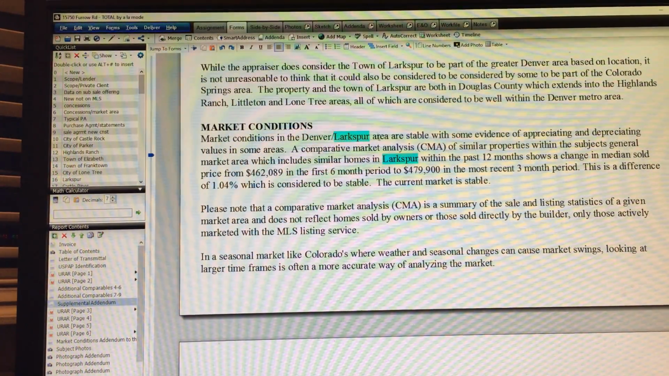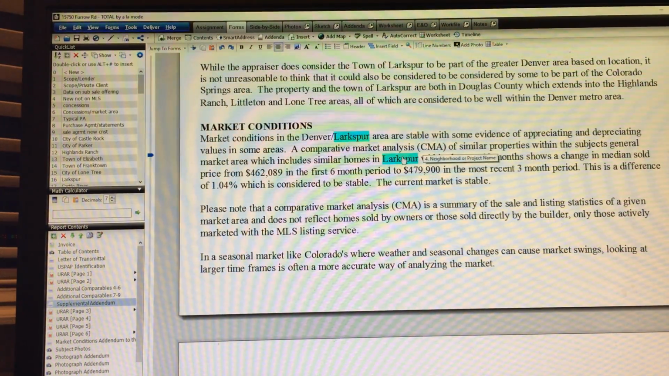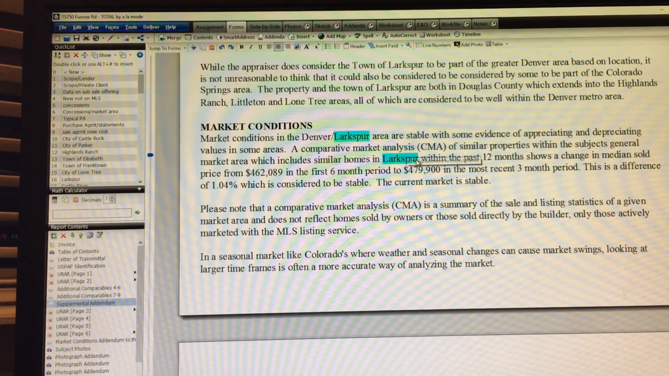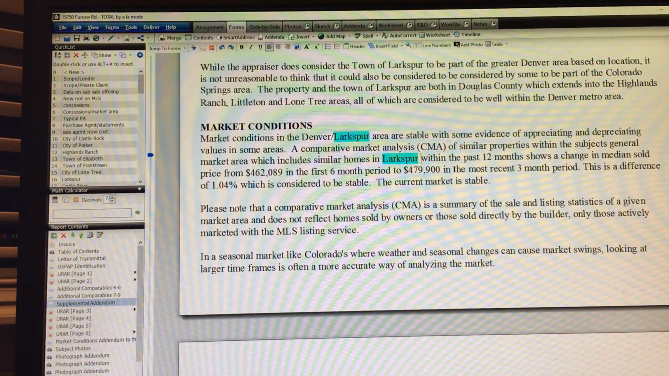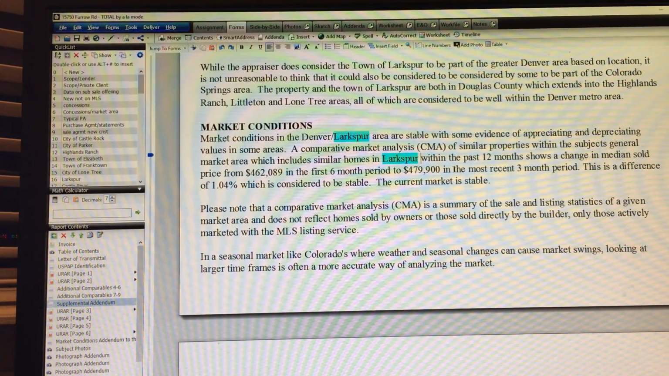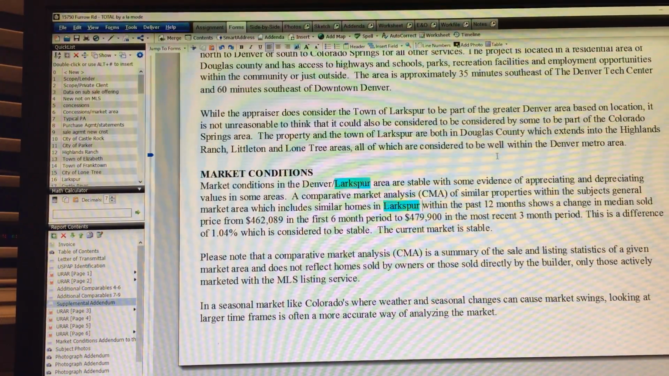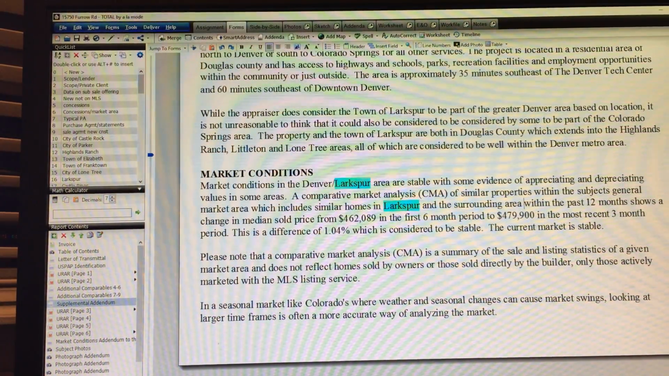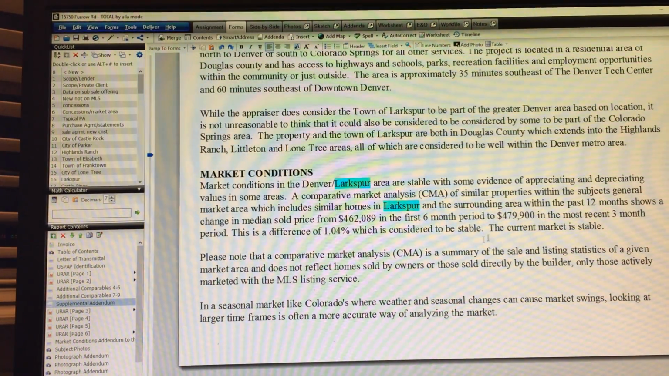So the Larkspur here is perfect. A comparative market analysis is a CMA. It automatically says that I've compared properties within the subject's general market area, which includes similar homes in Larkspur. But because we've also got some comps in this report located in Monument or maybe some other areas, I'm going to leave Larkspur, but also add in the surrounding area within the past 12 months. And this is where we rely on the 1004MC information.